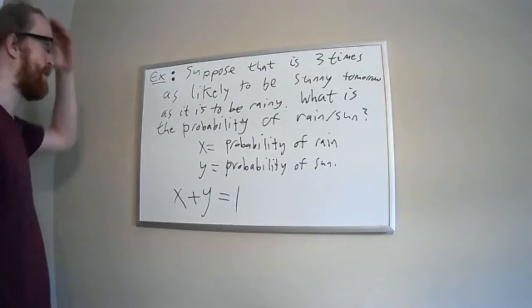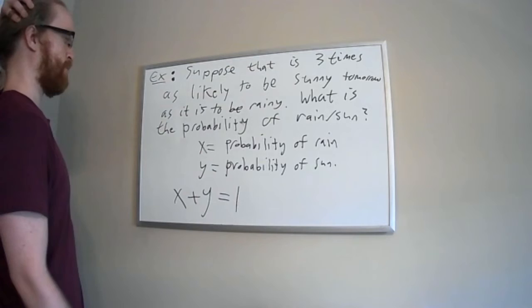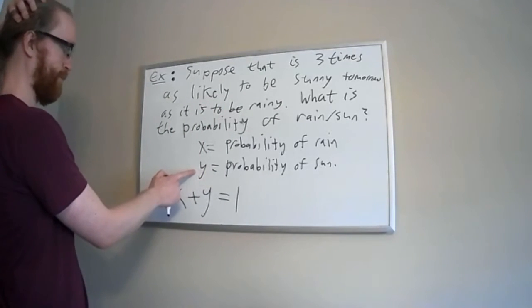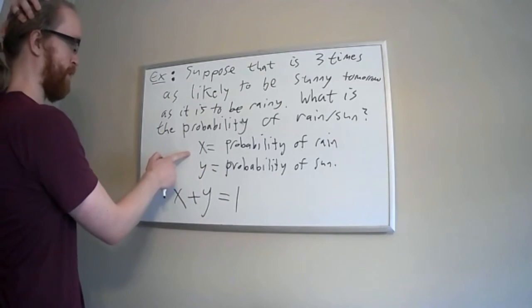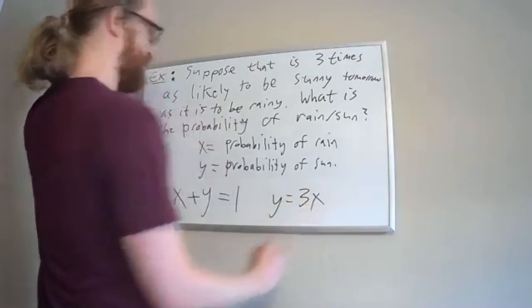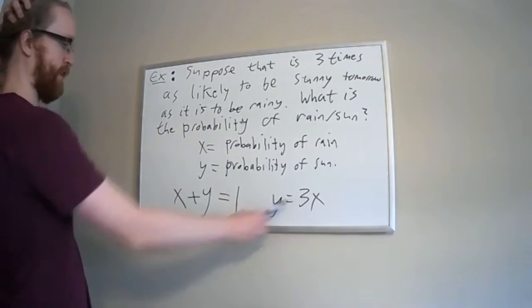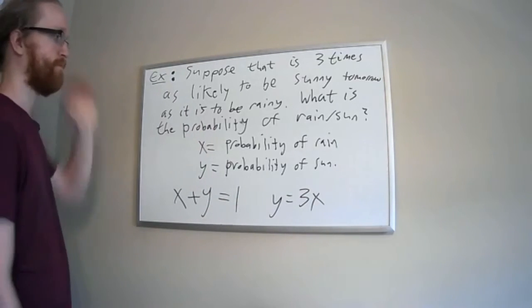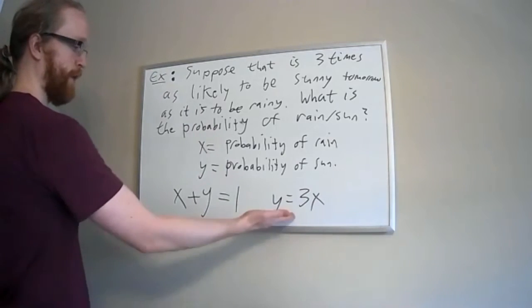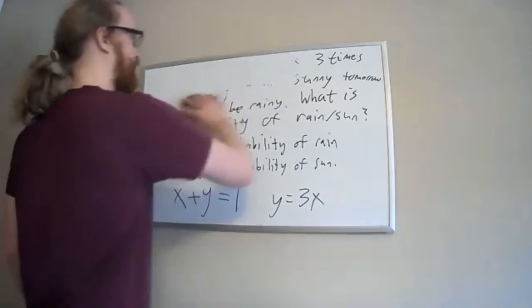Well, if it's 3 times as likely to be sunny as it is to be rainy, what does that mean? It means that the probability of sun is 3 times as much as the probability of rain, i.e. y is equal to 3x. This is saying that y is 3 times as much as x. Okay. So I now have another equation. I have these 2 equations. This is good. Because now, what do I have?